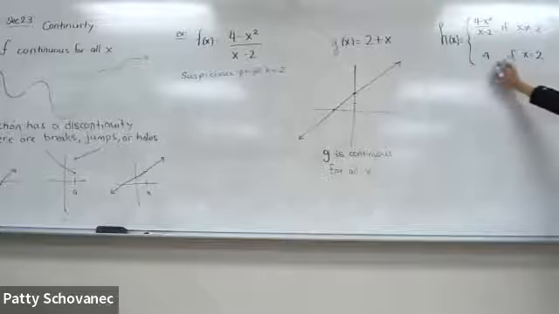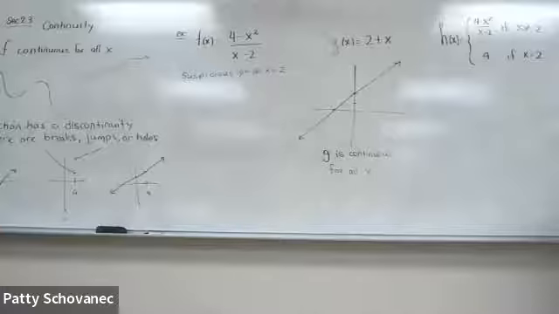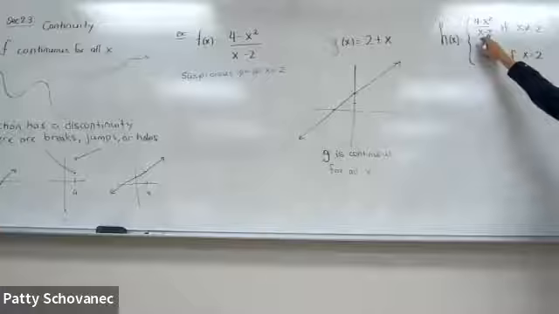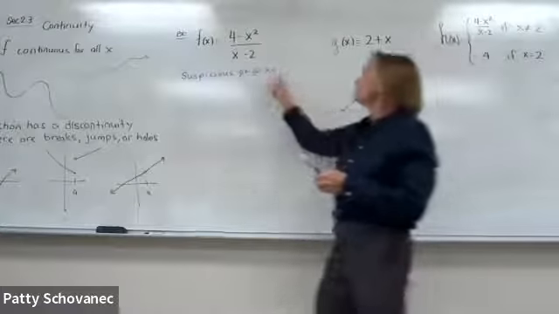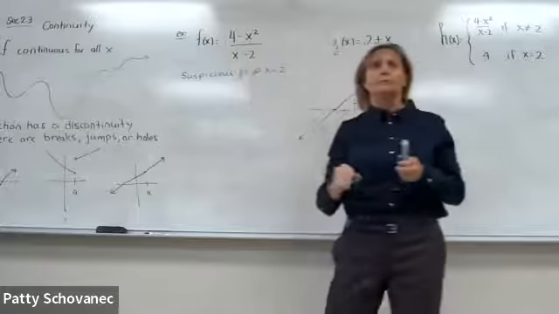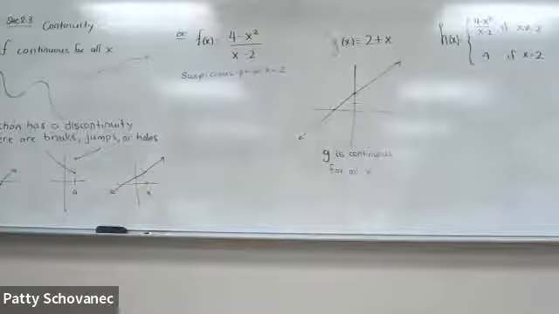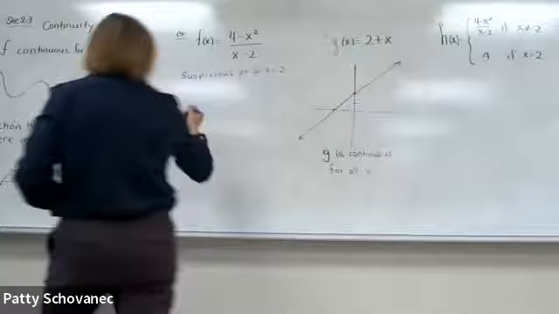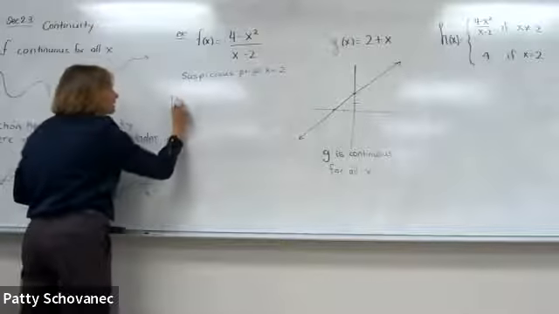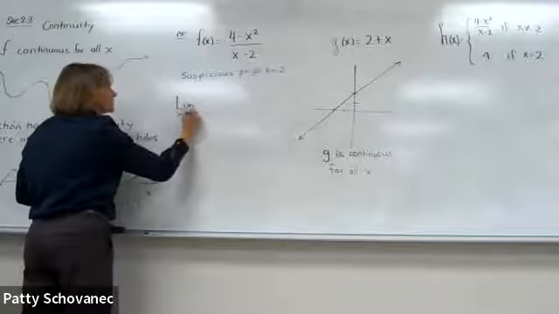At x is 2, I have a point. But I got to know, does that point appear to fix this discontinuity at x is 2? Here, when x is 2, I get 0 over 0. So I know there's a hidden factor in there somewhere. Factor the 4 minus x squared. When I'm factoring, I'm looking at the limit as x goes to 2.